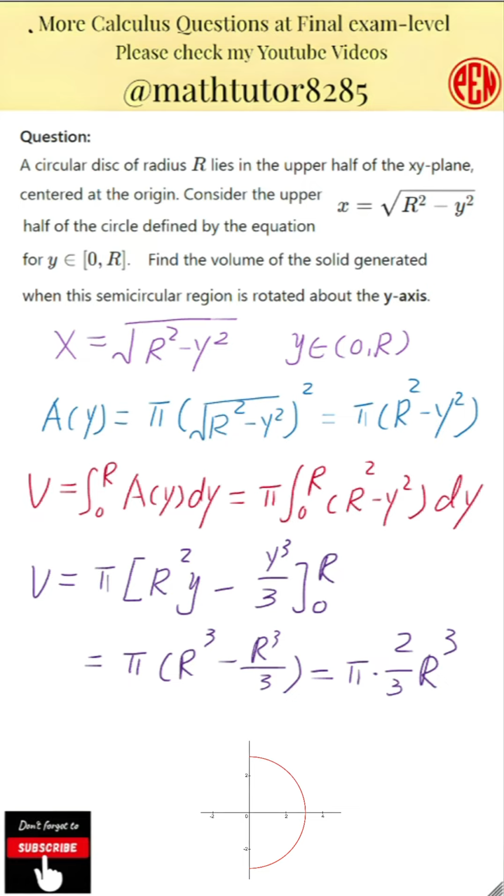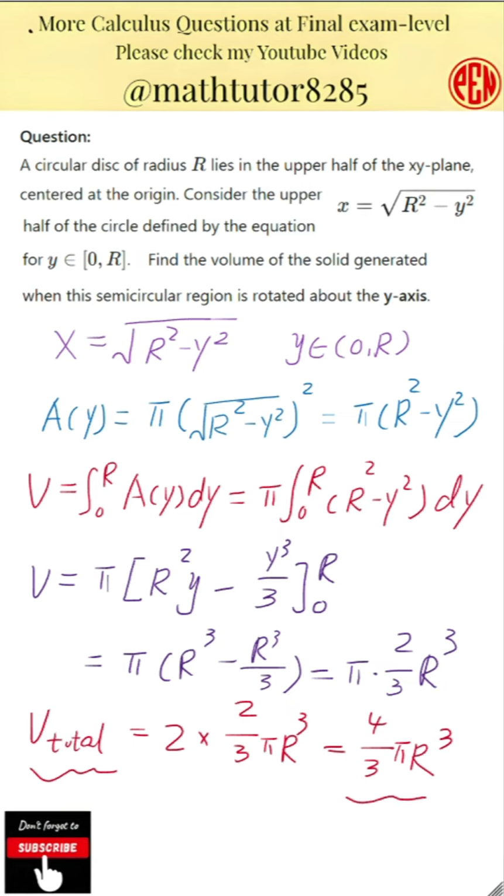Next step is to account for the full region. Remember, this was just the right half of the semicircle. To get the volume from rotating the entire upper semicircle, we double that result. So we multiply pi times 2/3 capital R cubed by 2, giving the final answer, 4/3 times pi times capital R cubed. When rotating symmetric regions like semicircles, always notice whether you're integrating the full shape or just half. Use symmetry to double your result if needed.